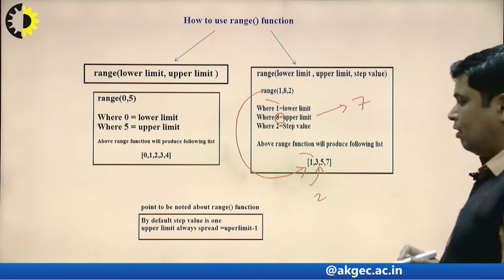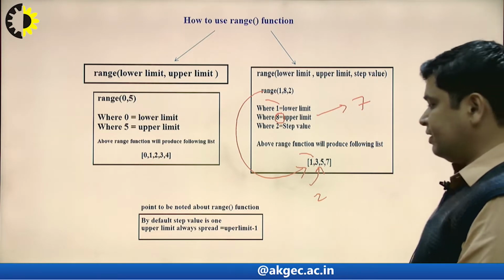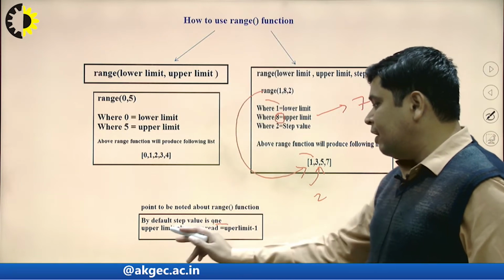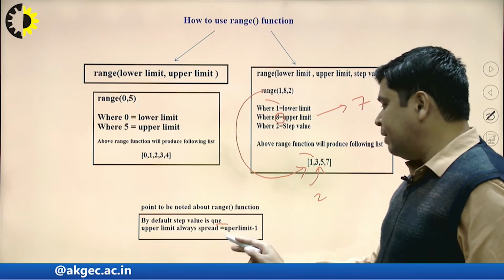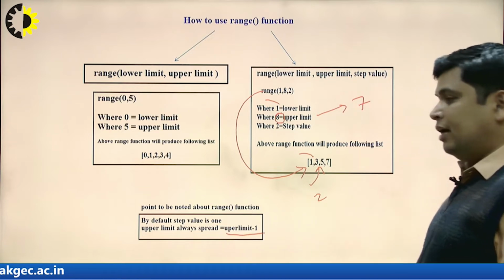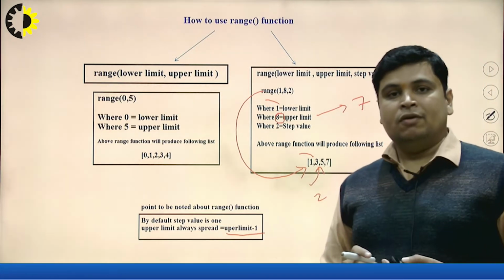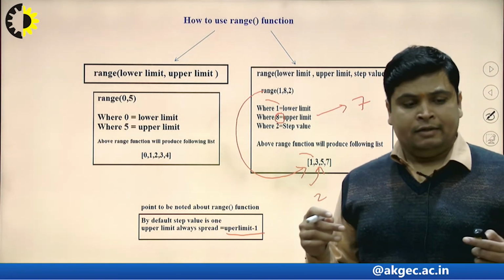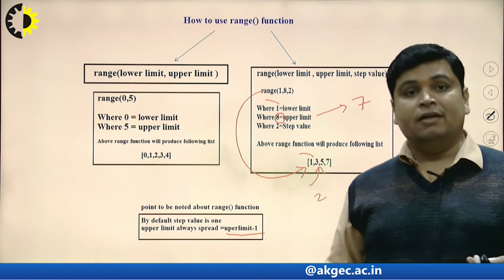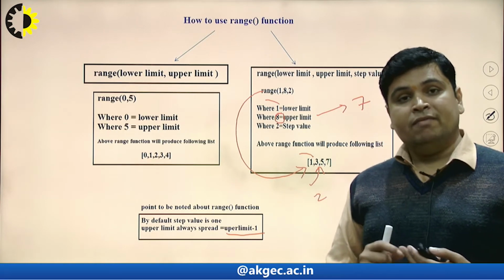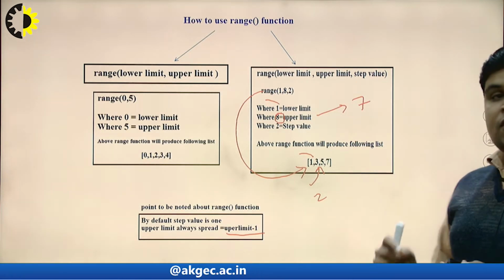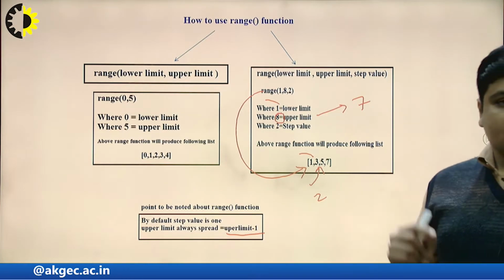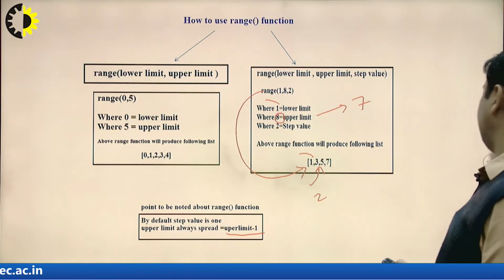Now, the points to be noted about the range function: by default the step value is 1, the upper limit always goes to the upper limit minus 1, and by default the lower limit is 0. I am going to conclude my statement: by default the lower limit value is 0, by default the step value is 1, and the upper limit always goes to the upper limit minus 1 inside the range function.